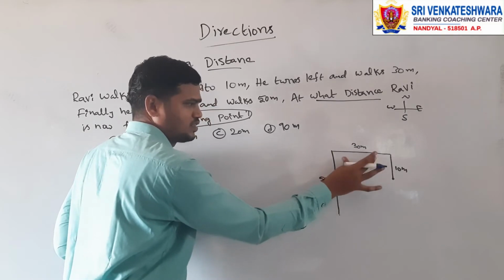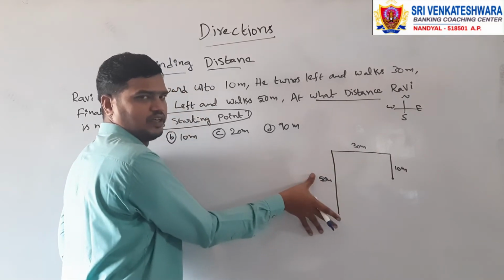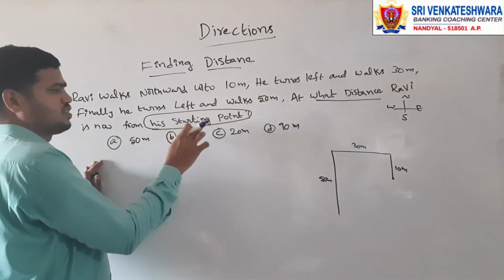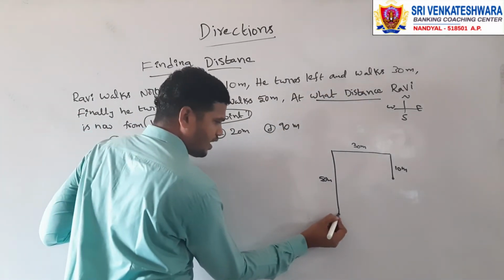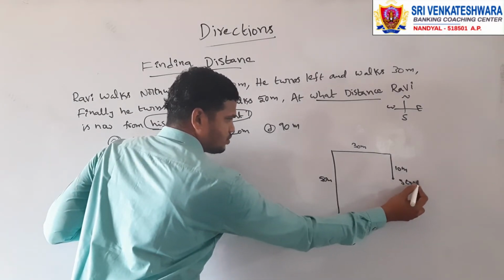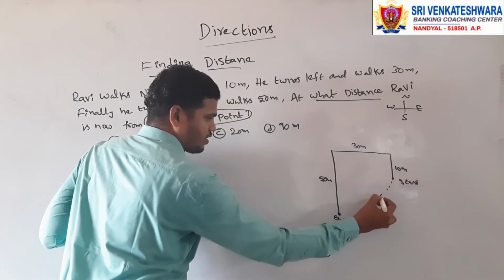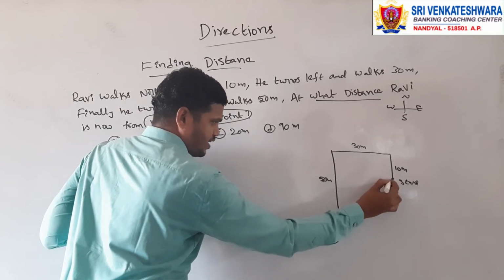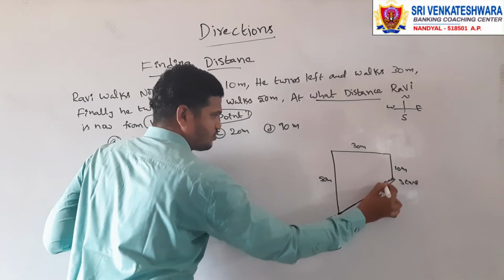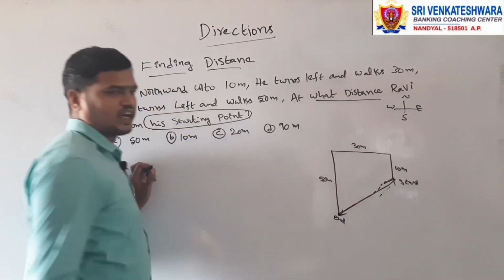This is the 10 meters, this is the 30 meters, this is the 50 meters. Okay. At what distance is Ravi now from his starting point? So, this is the ending point. This is the end and this is the start. So, from the starting point, how much is the distance? This is the distance we require now.